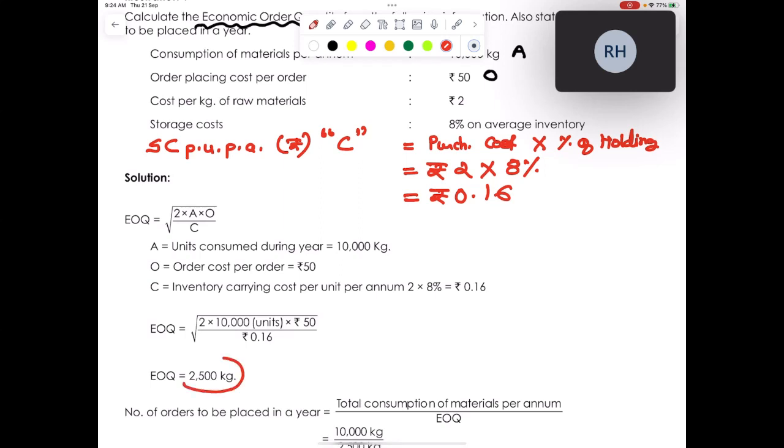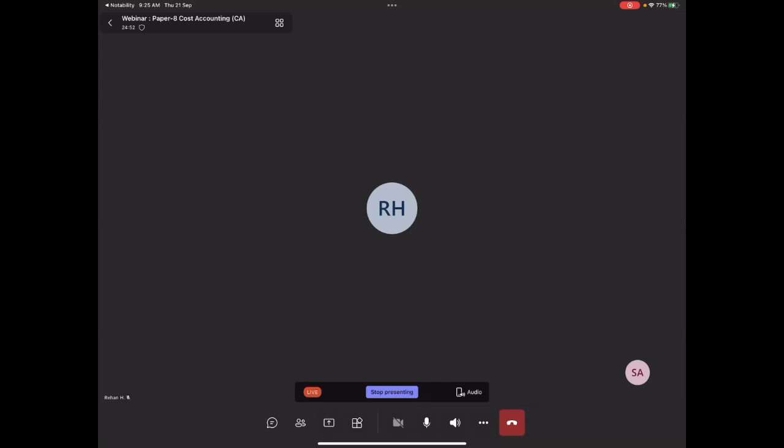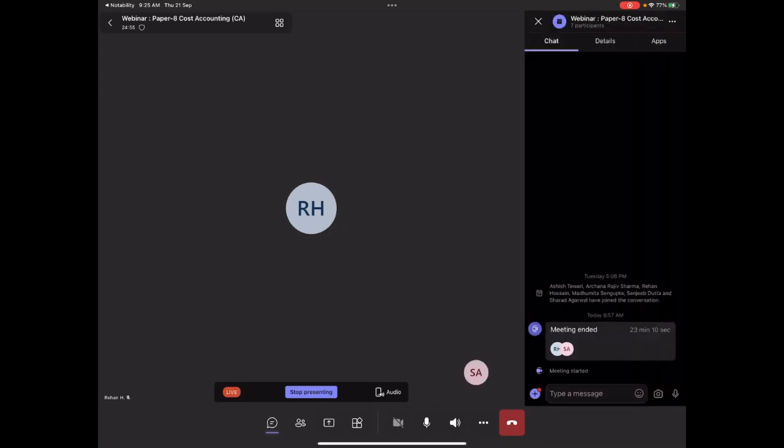Now the EOQ will be 2500 kg. My annual requirement of raw material is 10,000 kg. Whenever I place a purchase order, I will purchase 2500 units at a time. So tell me, my dear student, how many times do I have to go to the market to purchase the entire annual requirement? Please tell me fast. How many orders do I have to place to purchase the complete annual requirement?